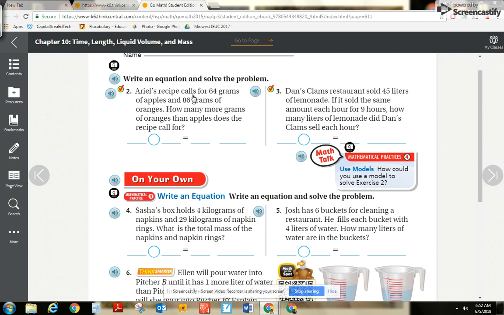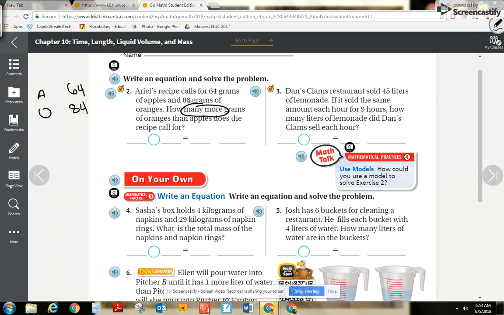So it's Ariel's recipe calls for 64 grams of apples and 86 grams of oranges. How many more grams of oranges than apples does the recipe call for? So I'm thinking I'm going to be adding or subtracting here. And these words right here, how many more, tells me I need to subtract. So I have 64 grams of apples. So apples was 64, and oranges were 84 grams. Okay. How many more grams of oranges than apples does the recipe call for? So I'm not going to want to add these together. I'm not putting them together to see how much total. I want to find the difference between them.